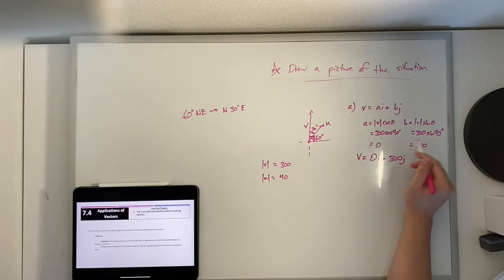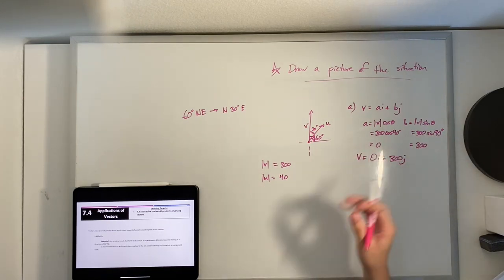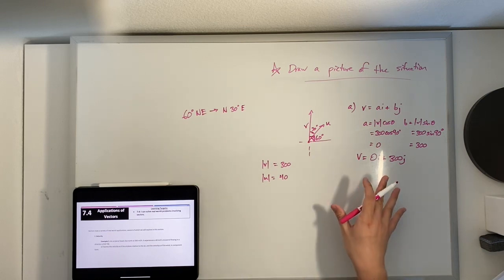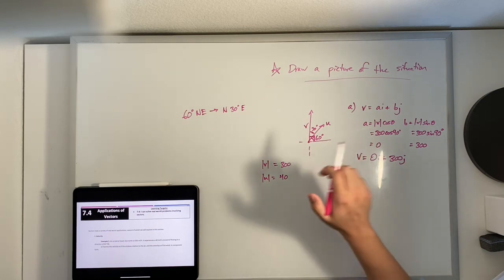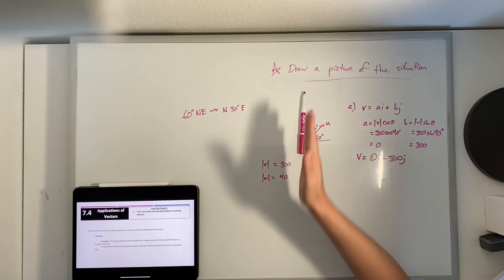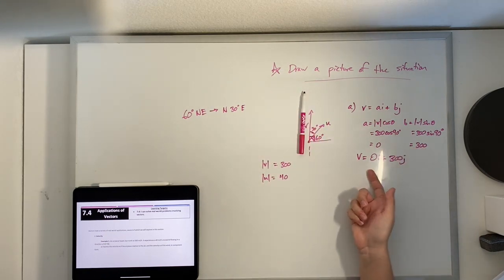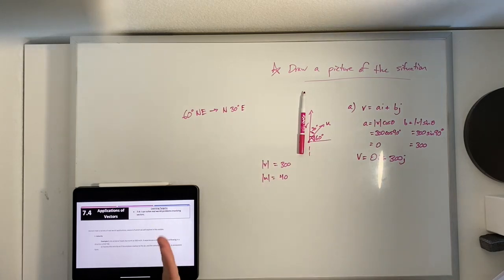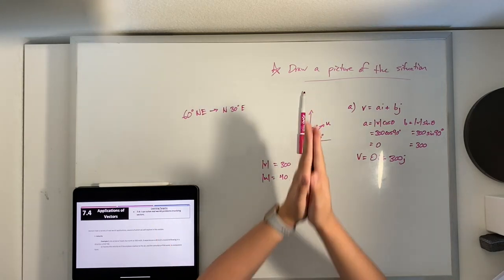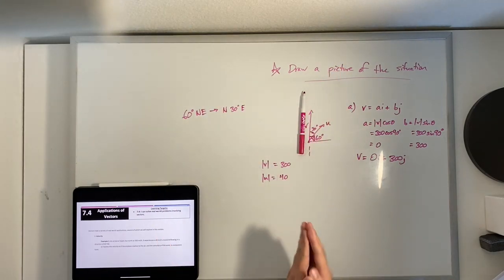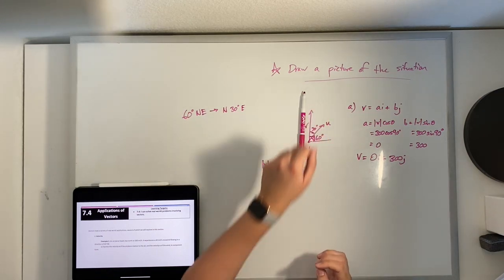Now, that was using our formulas, which should work every time. Hopefully you also recognize that this vector is just going due north. So does it have a horizontal component? No, that horizontal component is 0. All of the speed of this plane is going northward, so it's all in a positive vertical direction, 300.